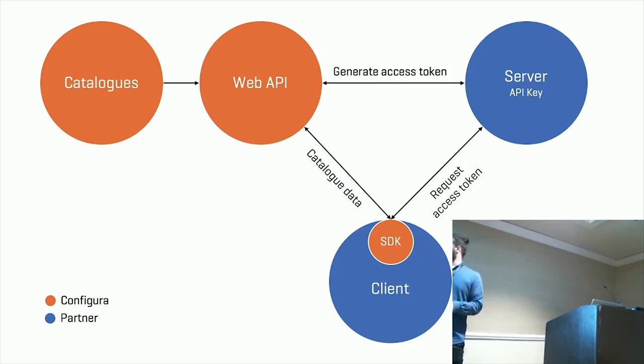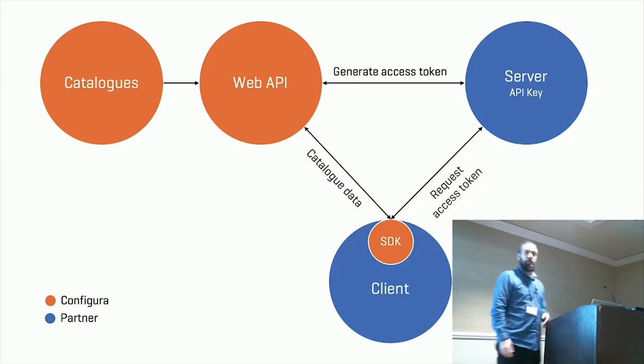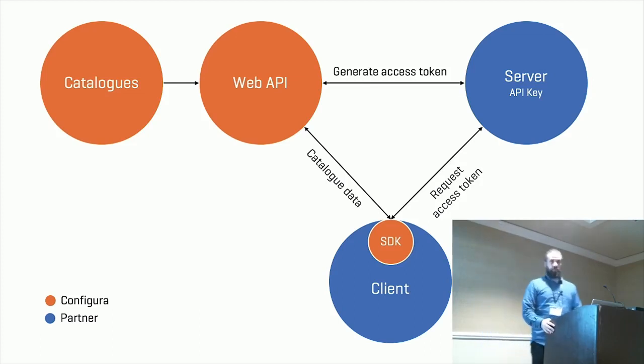So the client asks the server, I want to get an access token. The server then talks to our API saying, here is the master API key, give me an access token. Our server says, okay, here you go, which it then sends back to the client. Now the client is allowed to actually access the catalog data. So that is how it all goes together. Then the client can start fetching, like, a product, viewing that on a website. Hopefully that makes sense.